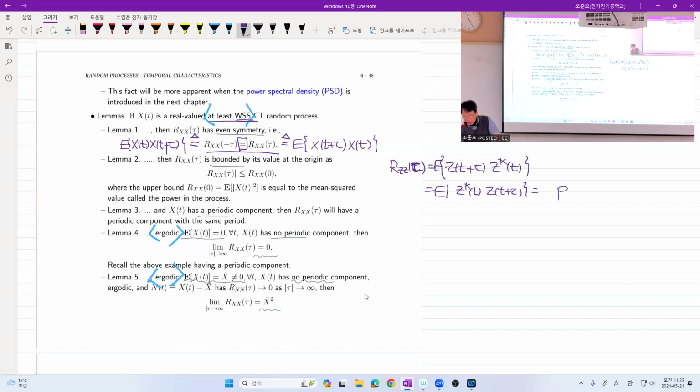So what does this mean? Actually, you have conjugate symmetry of the autocorrelation function if Z is a complex valued wide-sense stationary random process, or at least a wide-sense stationary random process. It could be second order stationary, but anyway, second order stationarity implies wide-sense stationarity. So the extension of this lemma to complex valued random processes is that the autocorrelation function is a conjugate symmetrical function of tau.